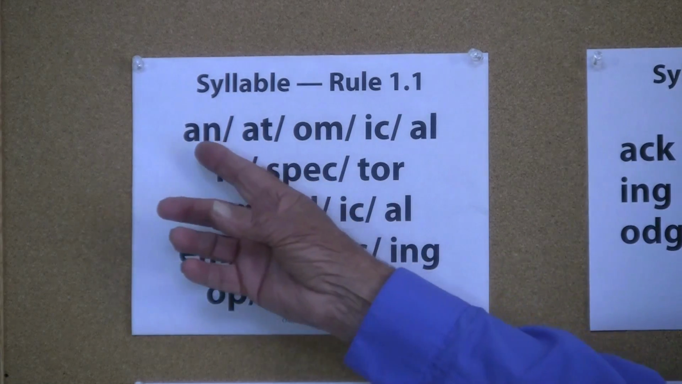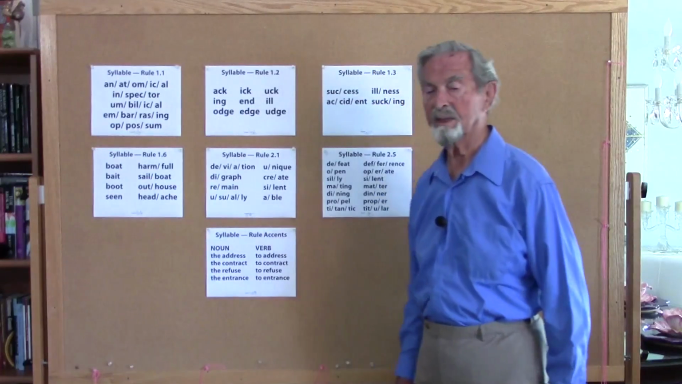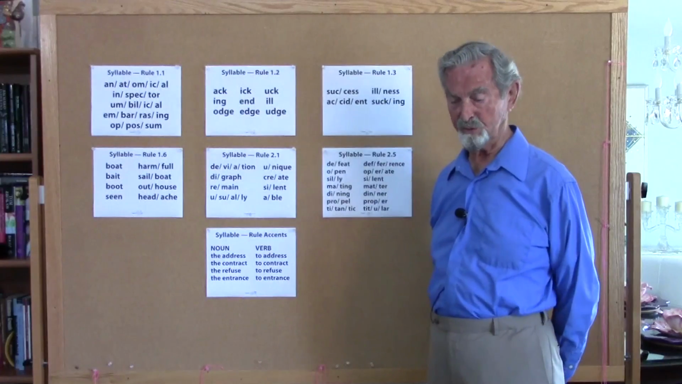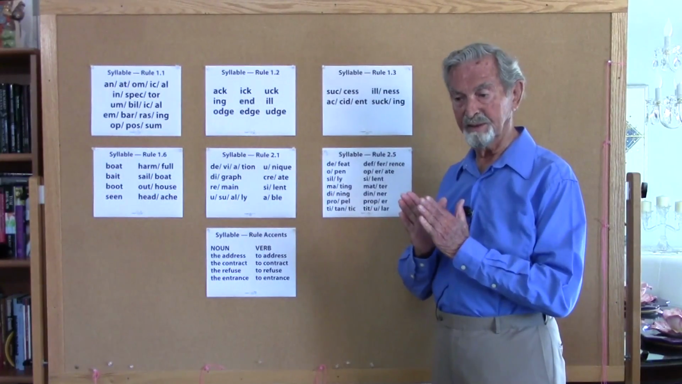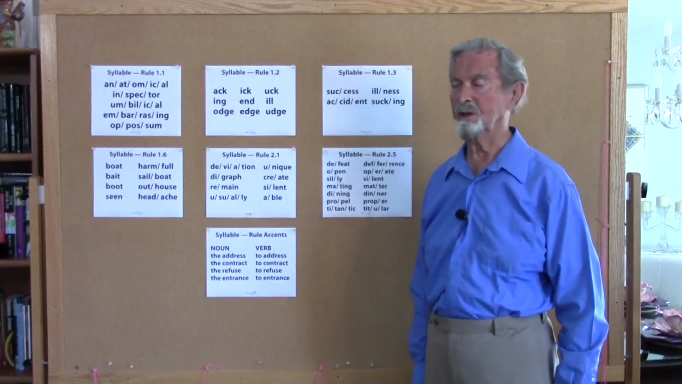Let's take a nice easy one. A-N. Atomical. Anatomical. You have syllables. Now, the syllables are in two groups, quite easy to remember: the open syllable and the closed syllable. We'll look at the closed syllable first.